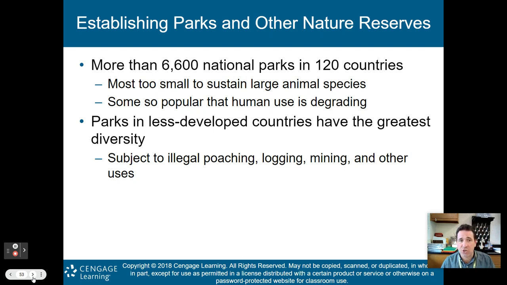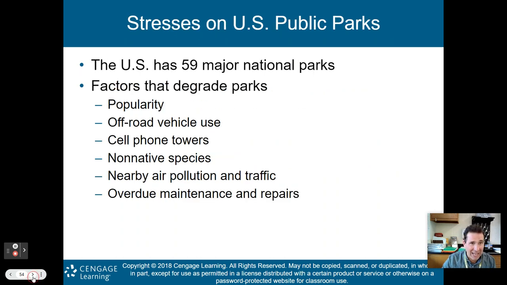Parks in less developed countries have the greatest diversity, right? Because if you looked at those hotspots I showed you, most of them are in less developed countries. And unfortunately, in those countries, you're subject to illegal poaching, logging, mining, and other uses, and it's tough for those less developed countries to enforce any national park laws. So again, more to think about, more that makes this more difficult than it sounds.